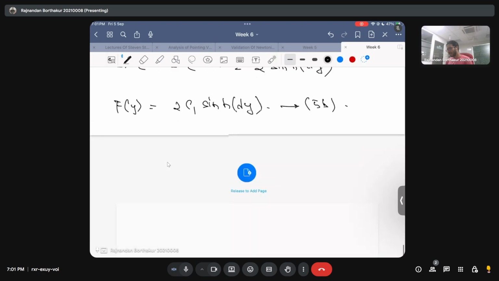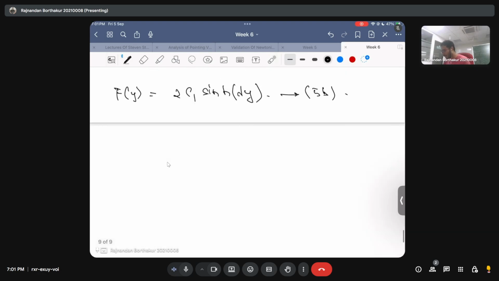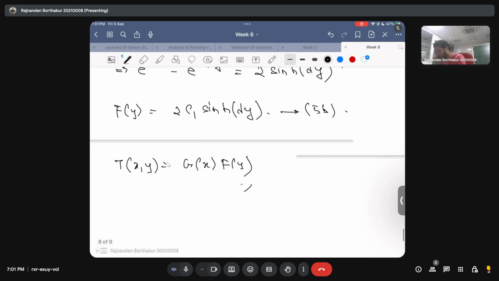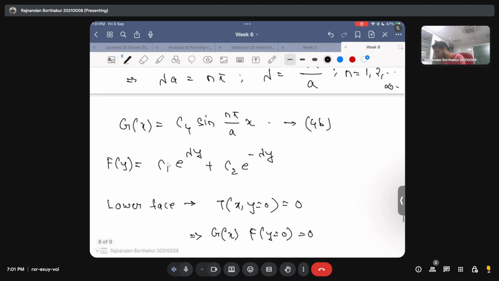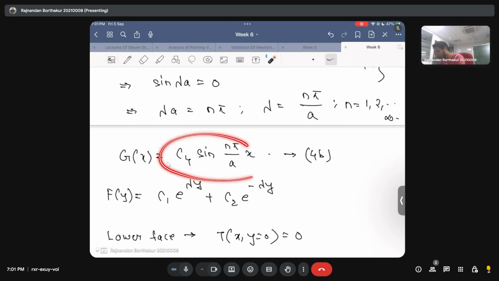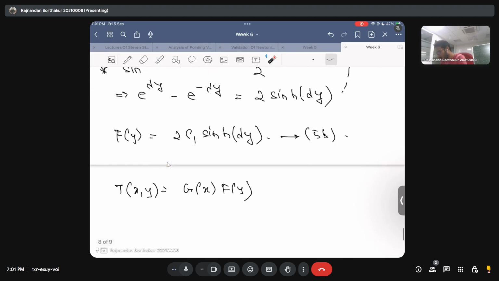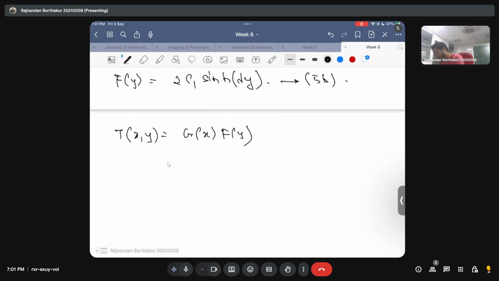All right, then let's try to write the equation for t. So what do we have? t of x comma y is just equal to g of x times f of y. And we now have individual solutions for g and f. We know that my g is c4 times sine n pi x by a.